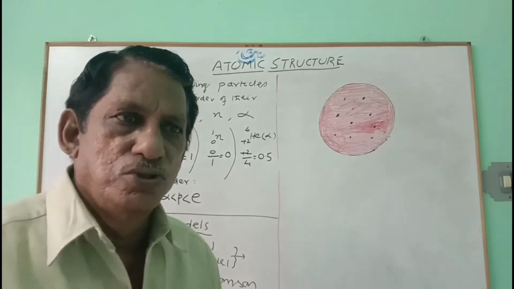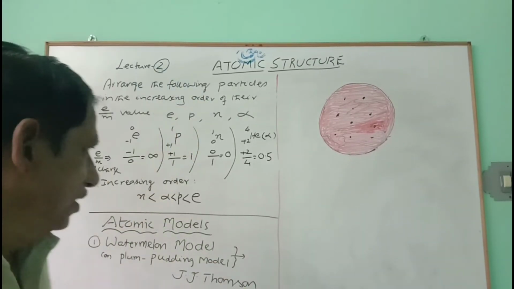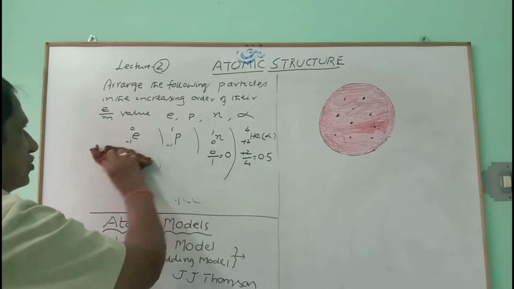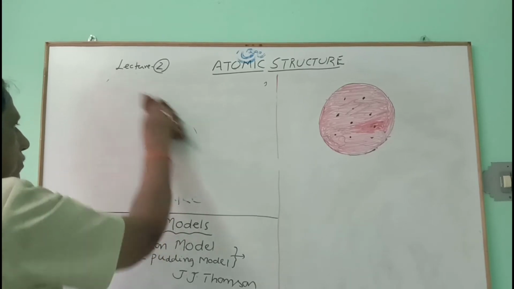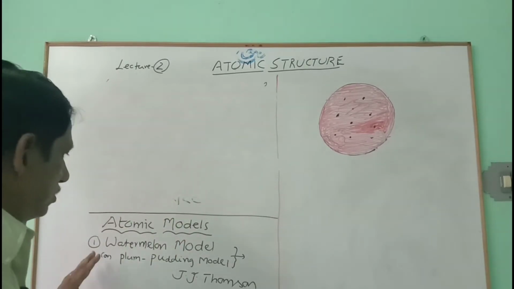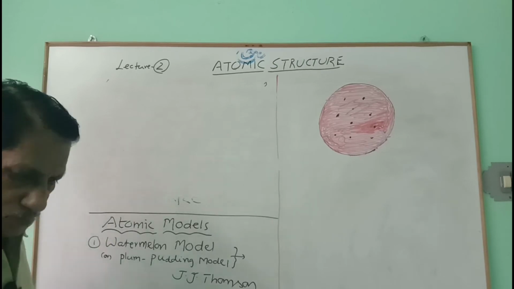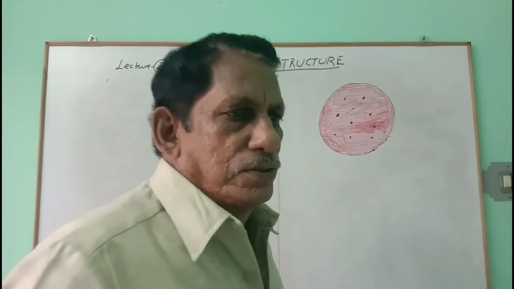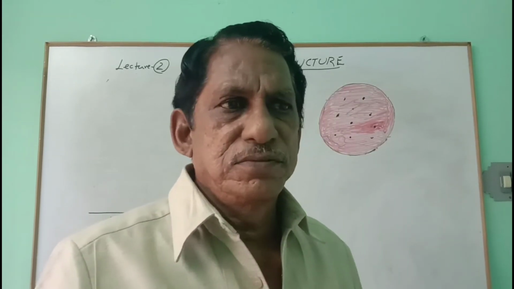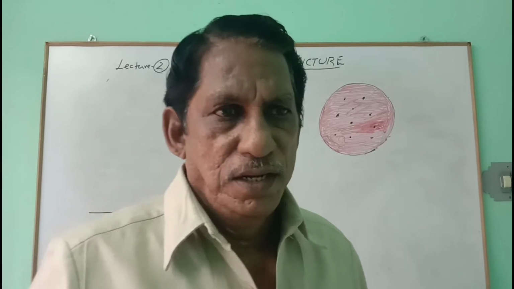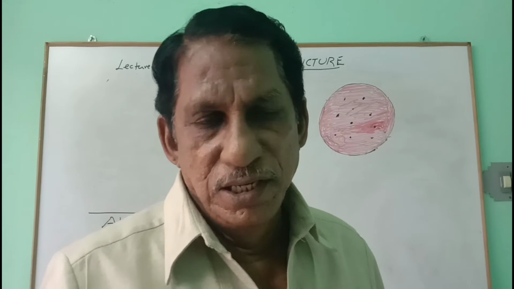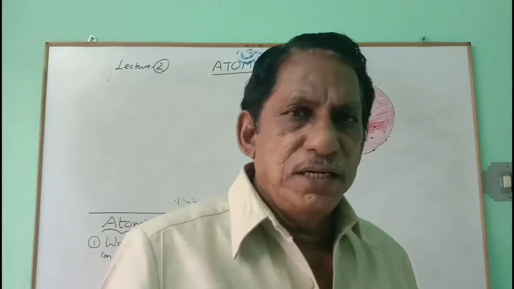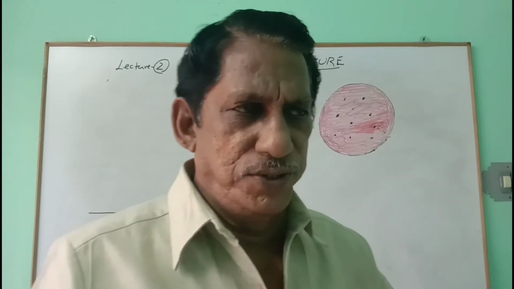Now let us go to atomic models. What is meant by atomic model? You have to project a model in which the arrangement of electrons, protons, neutrons is made. Whenever a model is suggested, it should be able to explain the stability of the atom. If it is unable to explain the stability, that atomic model can be easily ignored.